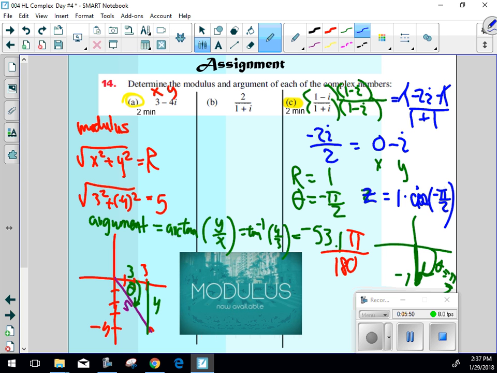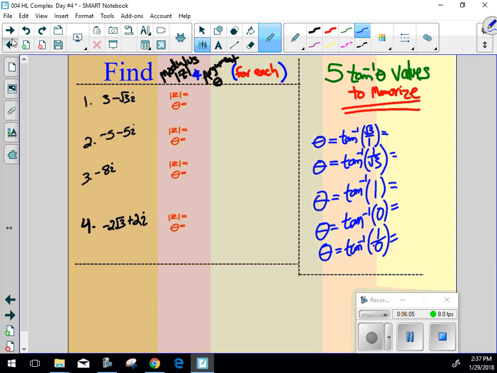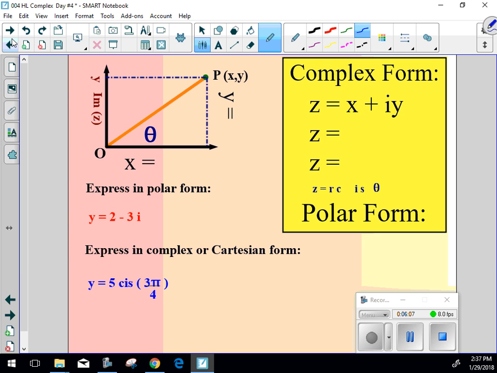Oh, that's so much fun. Yep. R times cis theta. So that's the answer for that one. And you're going to just keep doing that. Use these and figure that out. And then I just want to give you one more very helpful piece of information.